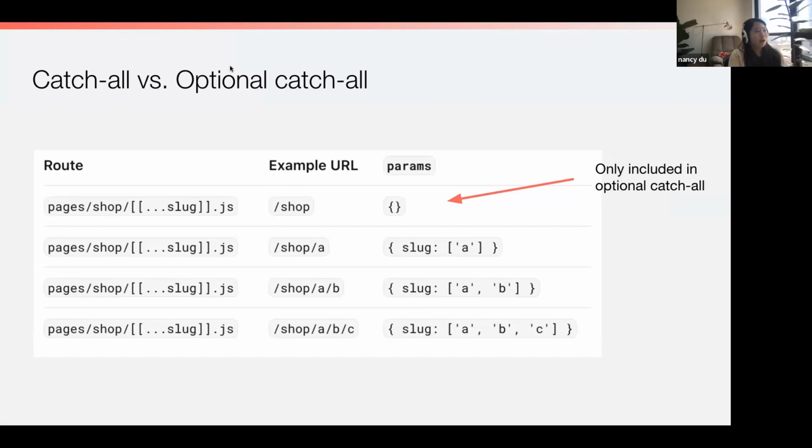When we do make it an optional catch-all, we all of a sudden allow the route to be created without any subslugs in it.